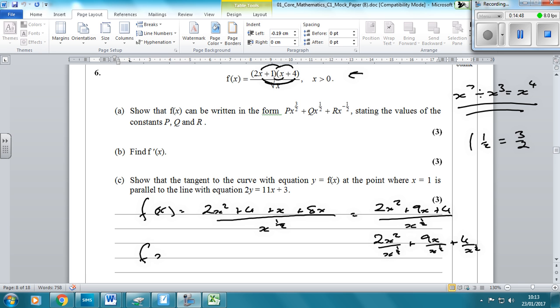So f of x equals 2x to the 3 over 2. Doing the same with this one here, that's going to be plus 9x to the power of 1/2. And here, there's nothing on the top, so we can just bring this up to the top. Remember, when we do that, we need to change the sign. So that's going to be 4x to the power of minus 1/2. And that's what you need to get the first 3 marks.